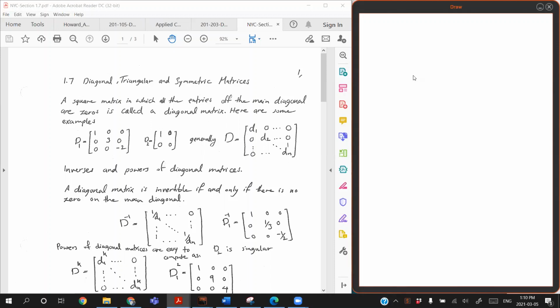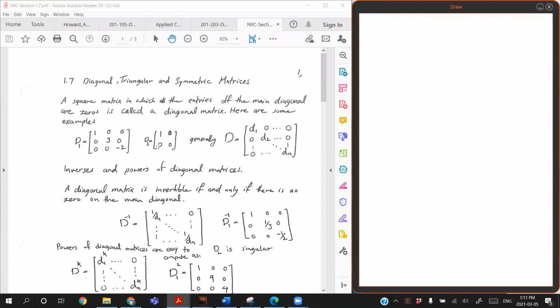A diagonal matrix is a square matrix so that all the entries off the main diagonal are zeros. Such a matrix is called a diagonal matrix. For example, if you look at these two examples, D1 and D2, on the main diagonal, I have 1, 3, and -2. Off the main diagonal, I have zeros. That makes D1 a diagonal matrix. The same is true for D2. Off the main diagonal, I have zeros. That makes this a diagonal matrix.